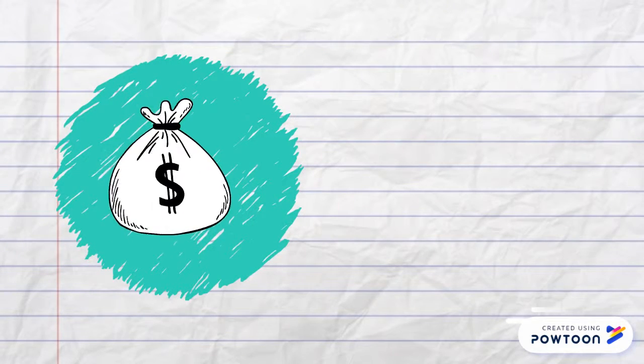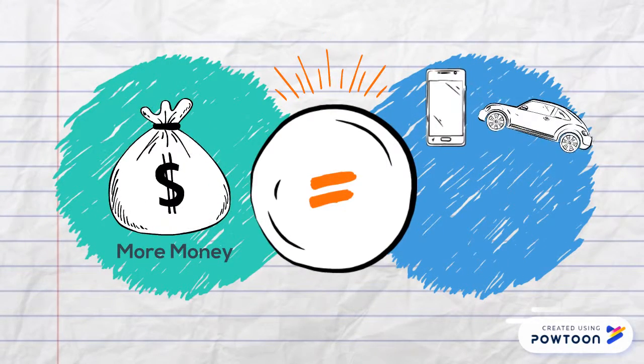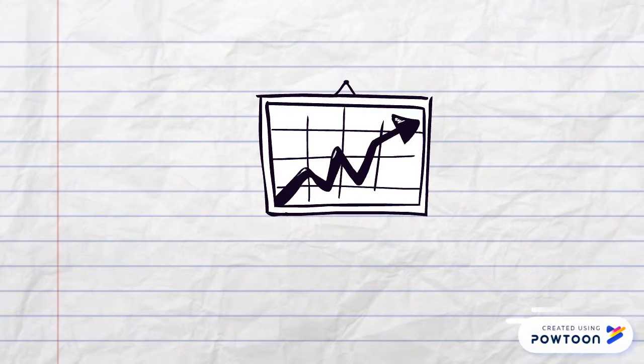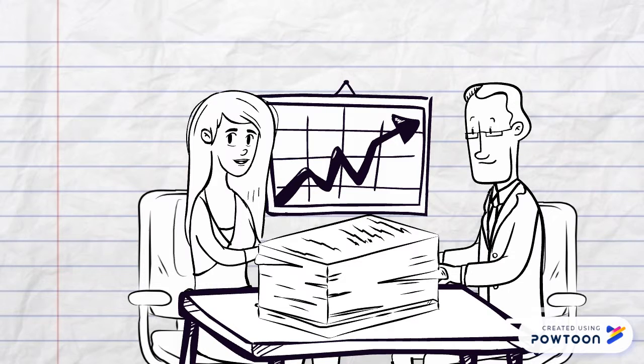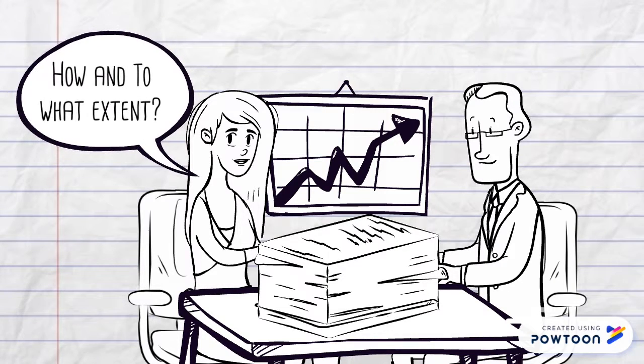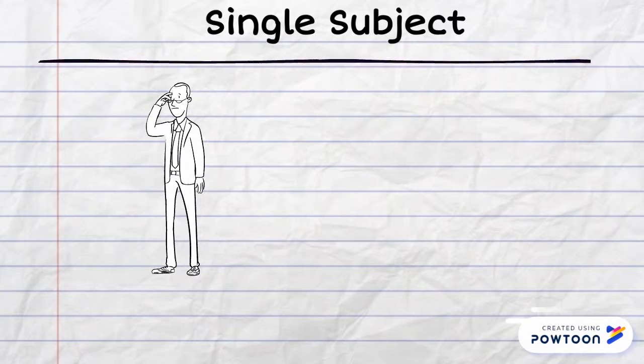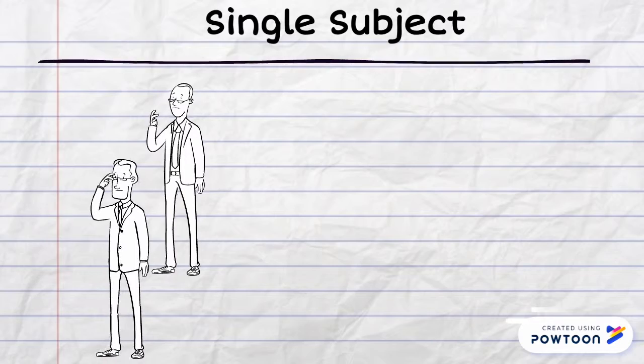Another focus of single-subject is on the cause and effect between variables. Not only is single-subject different from causal, but from correlational as well. Correlational research focuses on how and to what extent variables are related, not how one impacts the other, like single-subject. Some of the other research methods include many participants.